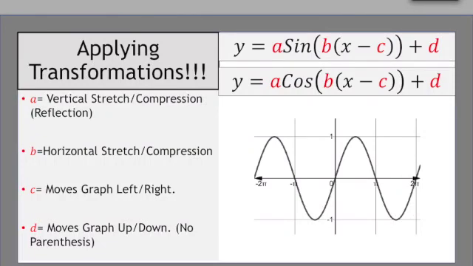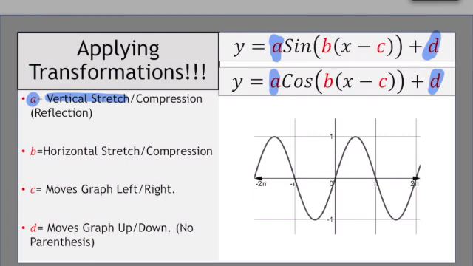Okay, I wanted to apply some transformations to our graph, so I just wanted to review some of these transformations. This week, we're only going to focus on two. I'm going to focus on the A value, and I'm going to focus on the D value for both the sine and the cosine. So this is still very similar to what we did earlier in the year. Remember, the A value is still going to control the vertical stretch and compression.